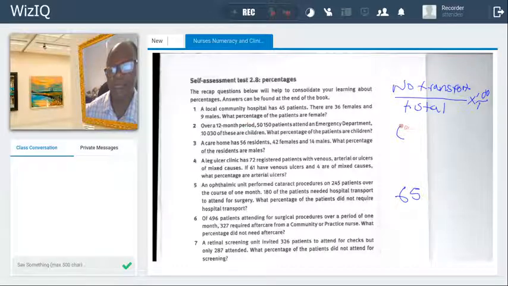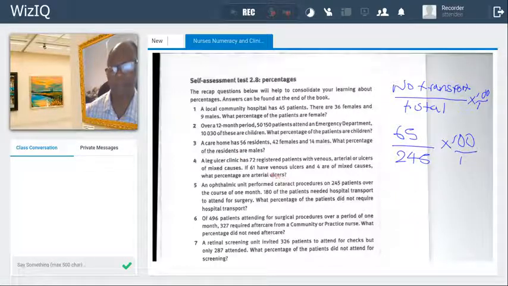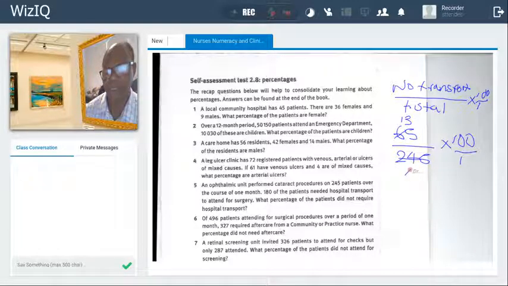So we have 65 over the total, which was 245, and we multiply by 100 divided by 1. Okay. So let's see. We need the numbers that can go in there. So 5 can go in there. So 5 into 65 is 13: 5 into 6 is 1. 1 times 5 is 5. 6 take away 5 is 1. You drop 5, so it becomes 15. And 5 into 15 is 3. And 5 into 24 is 4.